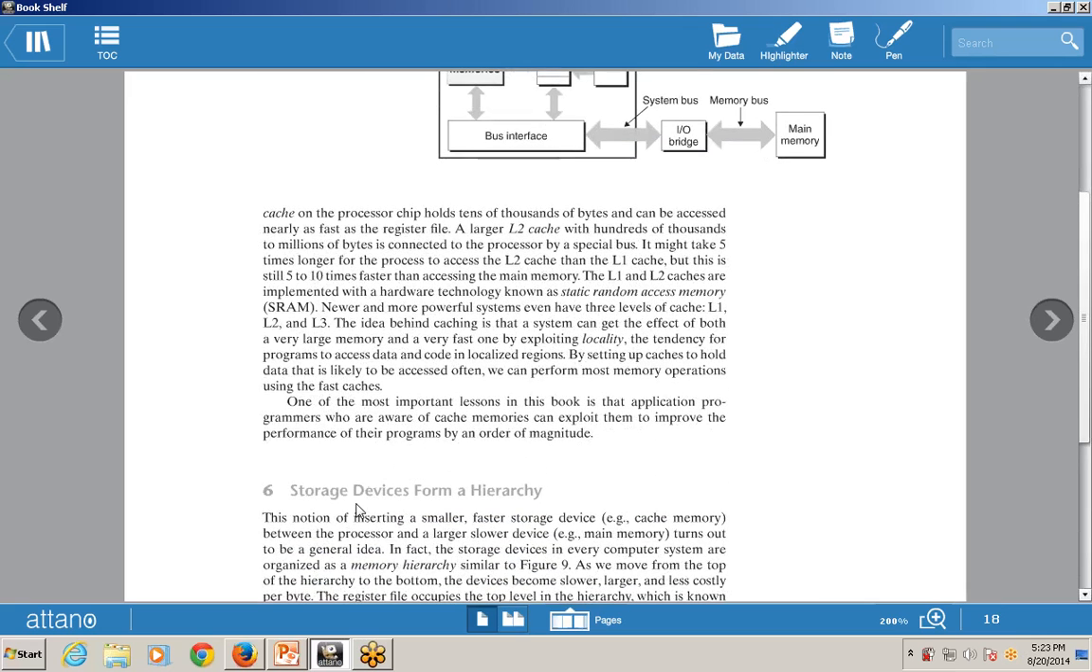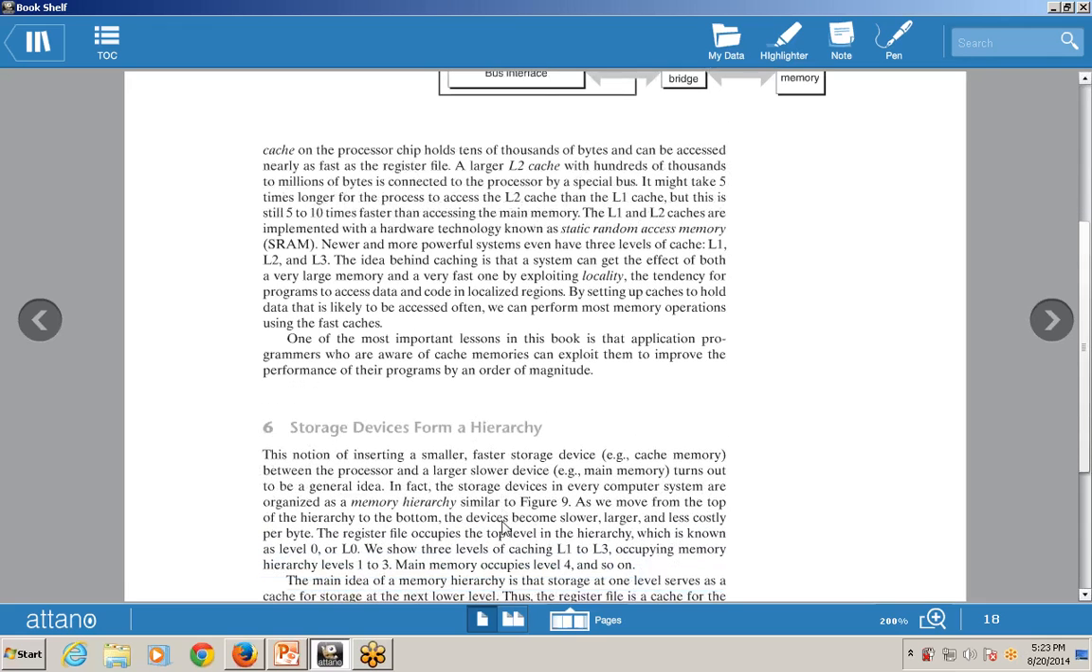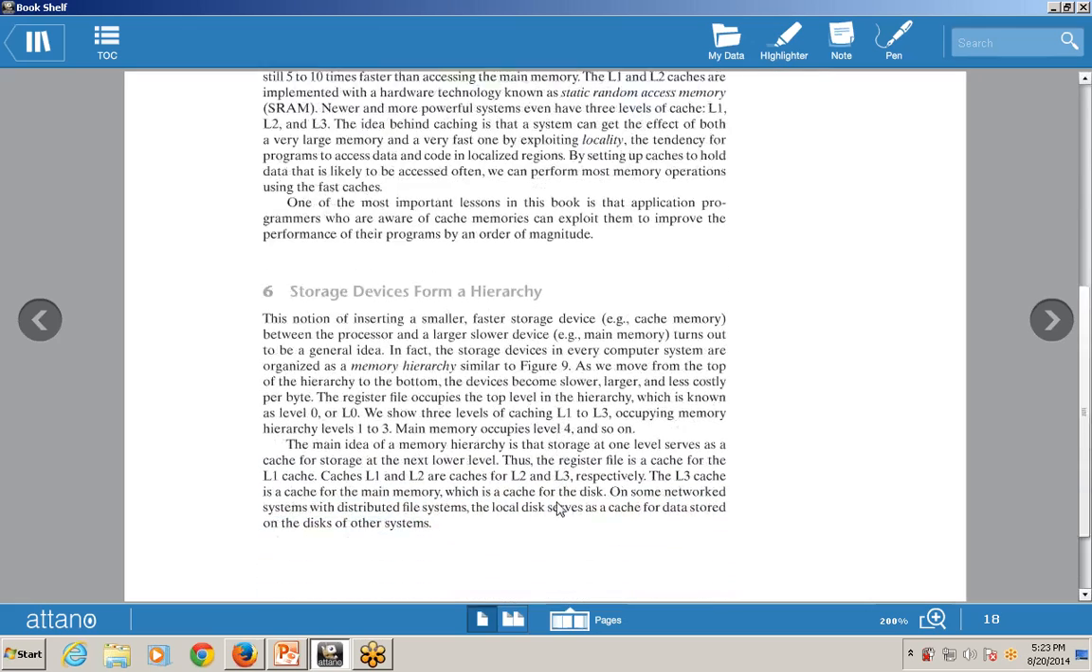Then we have also studied how storage devices form a hierarchy. That means what the memory hierarchy is that is available in a computer system. Then we also talked about computer organization, that is, how the different memories in a computer are organized in a proper manner, in a different format.